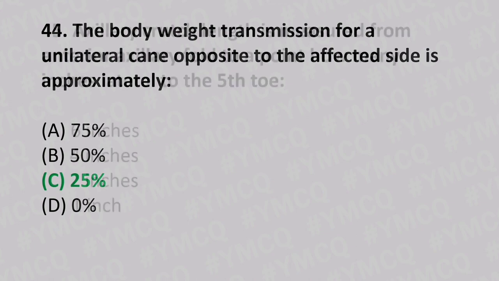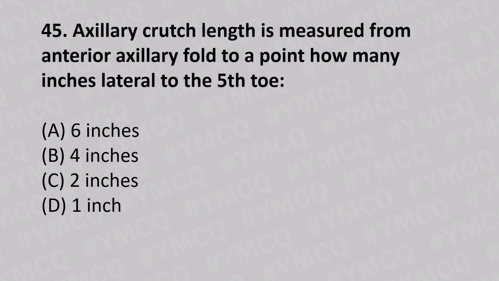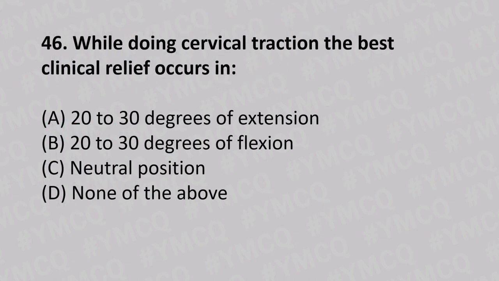Moving to our 45th question, axillary crutch length is measured from anterior axillary fold to the point how many inches lateral to the fifth toe? Option A, 6 inch. Option B, 4 inch. Option C, 2 inch. Option D, 1 inch. And the answer is option A, 6 inch.